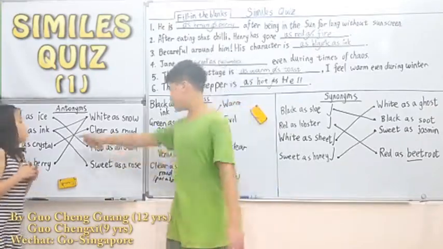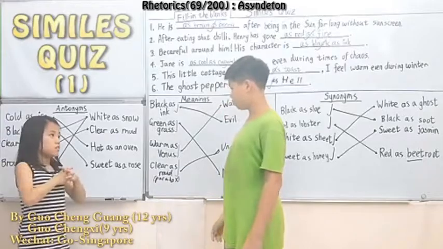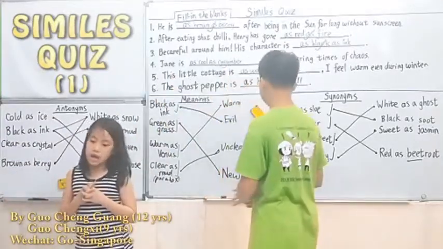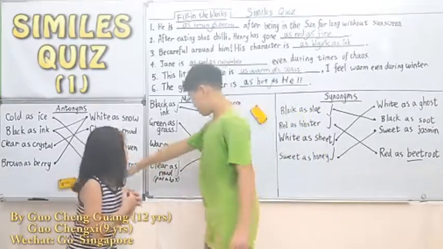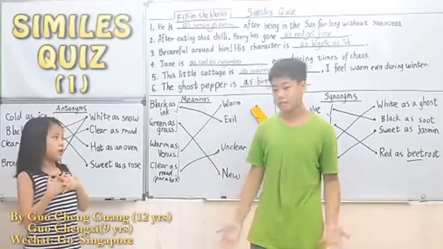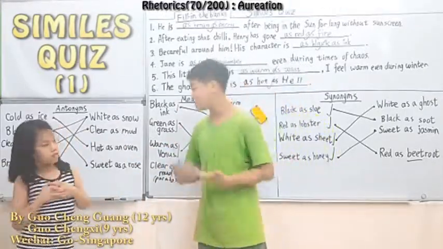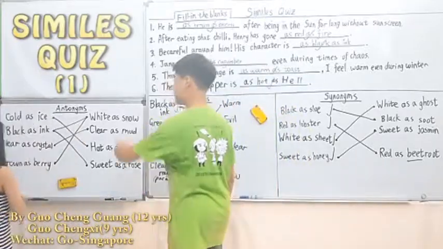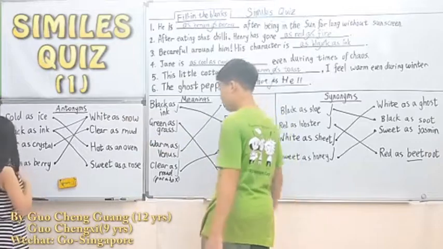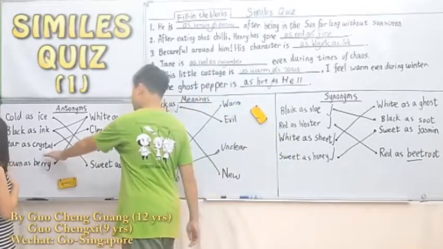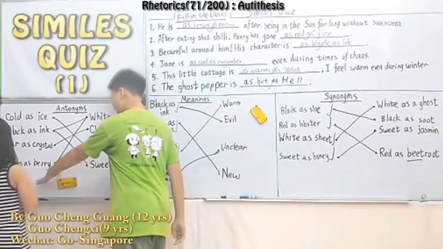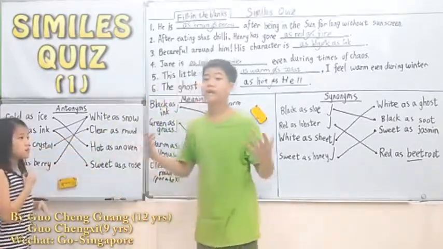Black as ink, sweet as rose. Black as ink means cruel, bad, evil. And sweet as rose means nice, or sweet as jasmine, nice character, right? Cold as ice, hot as an oven. Cold versus hot. Then clear as crystal, clear as mud.